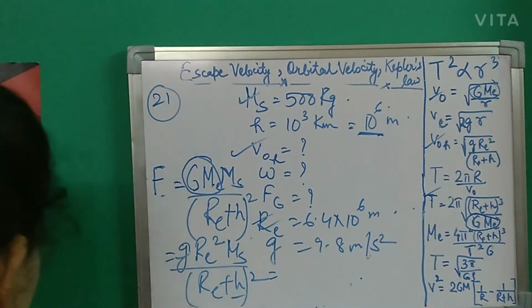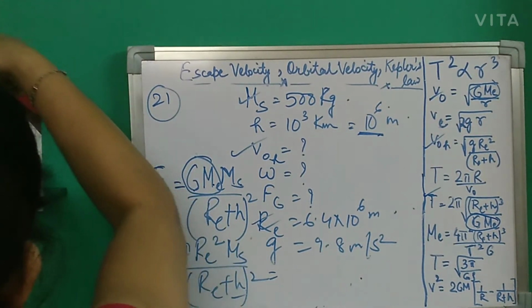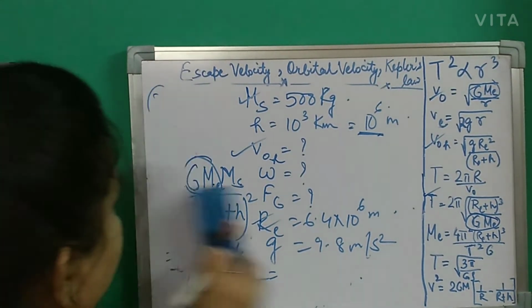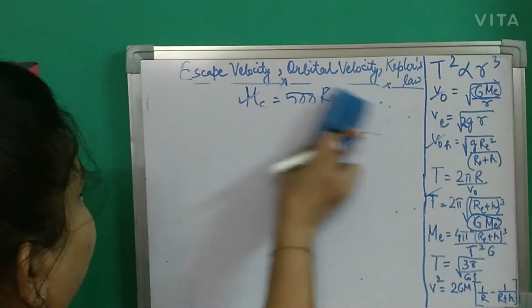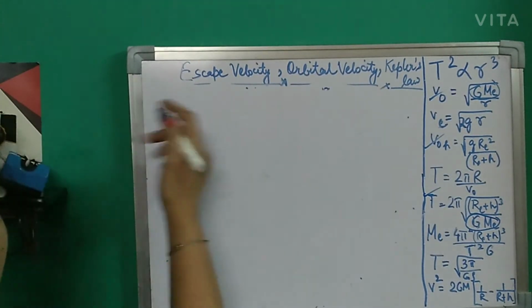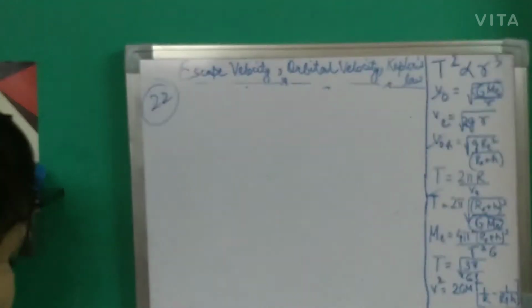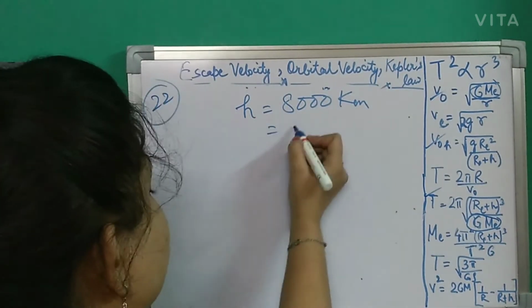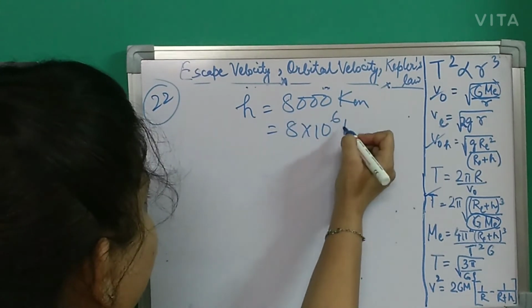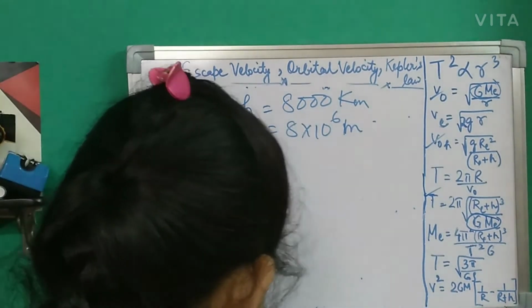Next, let us move to sum number 22. See students, each formula is related with the other one. So let's do sum number 22. What is sum number 22 telling? A satellite is revolving around the earth in a circular orbit of radius 8,000 km. That means height is given as 8,000 km. So 8,000 km means 8 into 10 to the 6 meter. What else is given?